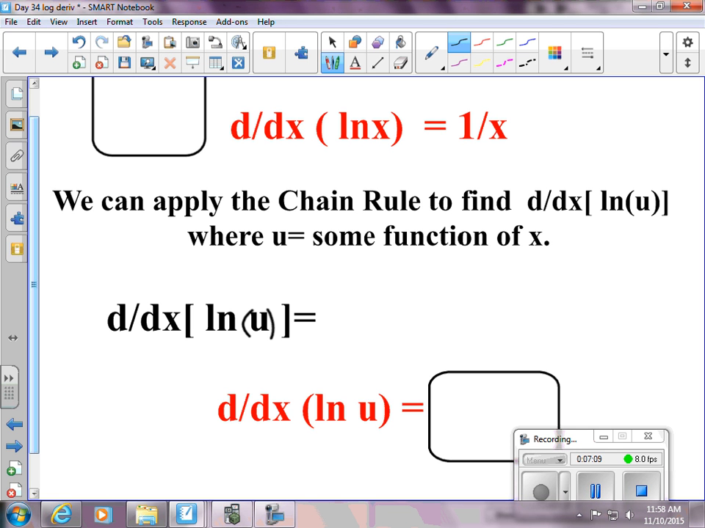What's the derivative of the ln of u going to be? Well, the derivative of ln of x is 1 over x. So what's the derivative of ln of u? It's 1 over u, but u is not x. It's some other function. Right. We have to multiply by the derivative of the inside. We can call that either du dx or u prime.